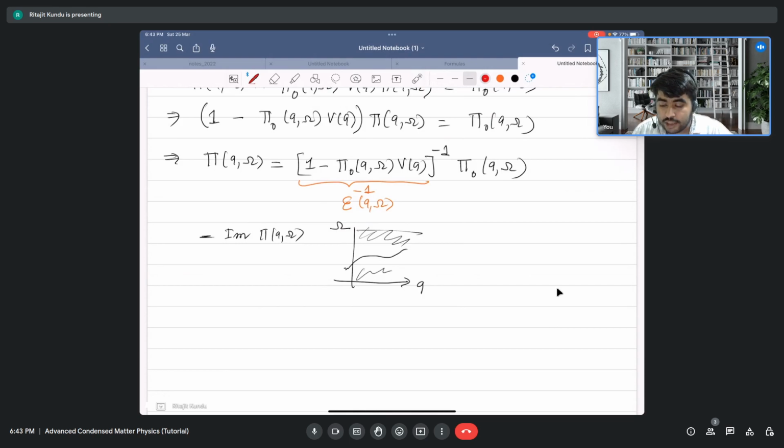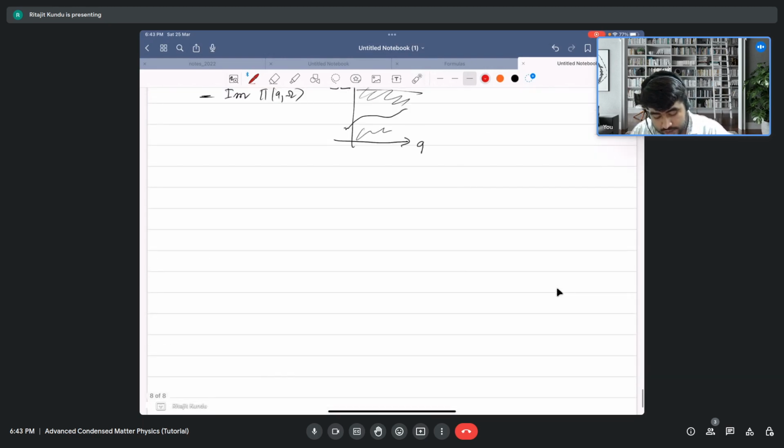Okay, so let me quickly tell you about conductivity. You can get conductivity also from the Kubo formula. So let's try to write here. Let's remember Ohm's law. Ohm's law is J, the current density, given by sigma times the electric field. Here sigma is the conductivity.